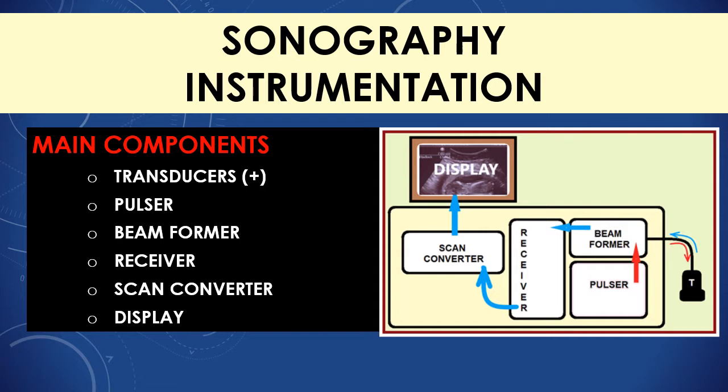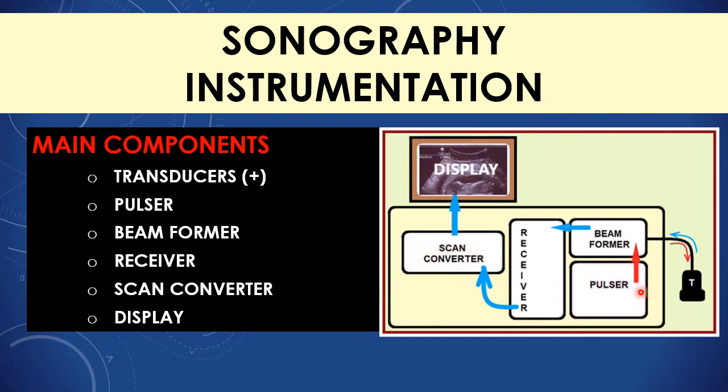If you have this diagram here, this is like a chart and it shows the basic components of the ultrasound system. And as you see here, we have the transducer, we have the pulser, beamformer, the receiver, scan converter, and the display.